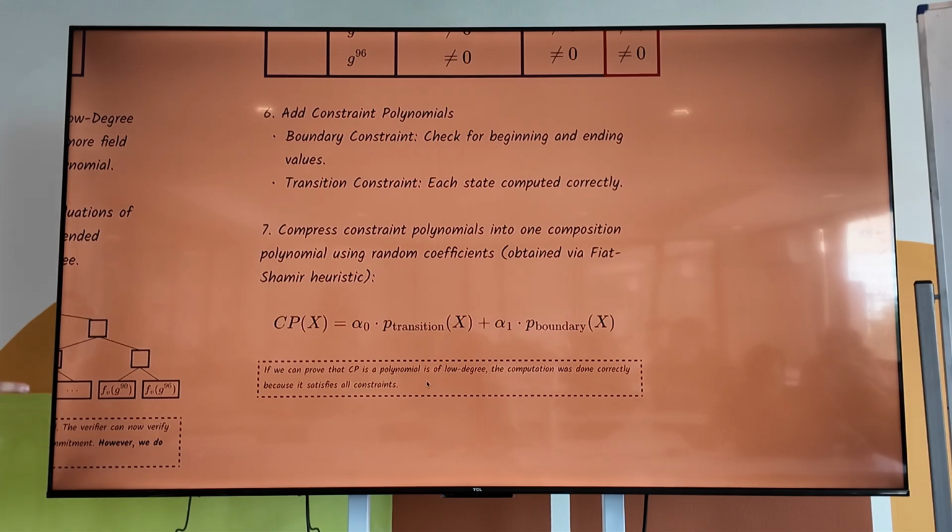I've previously talked about us committing to certain data that the prover has committed to, but we actually don't know if the computation is correct. If we can prove that this composition polynomial is of low degree, we can then verify that this computation was done correctly. So these two steps are very, very important.